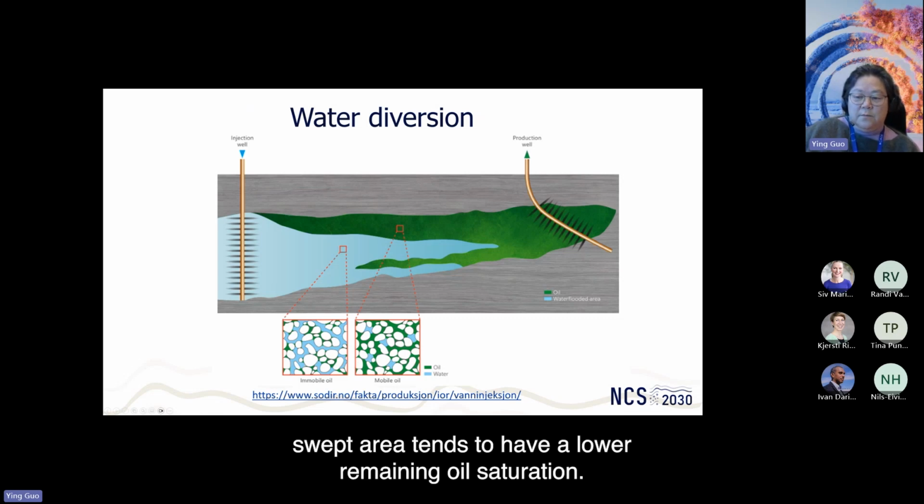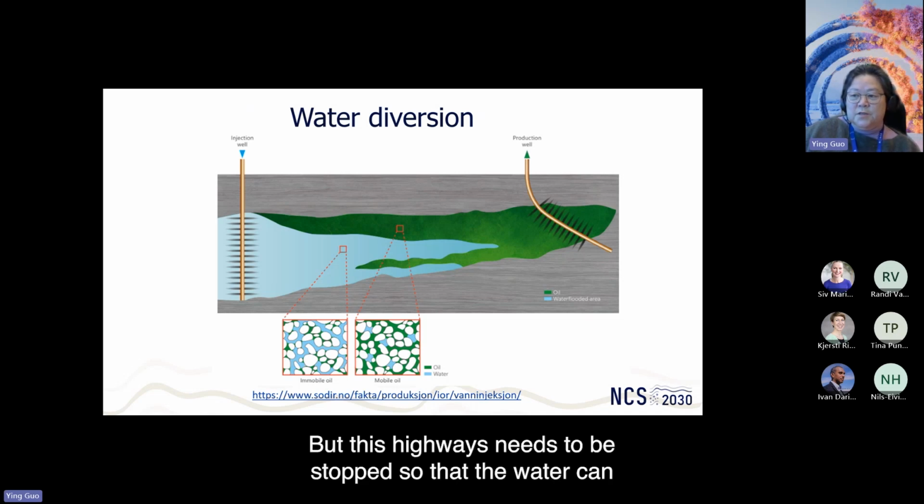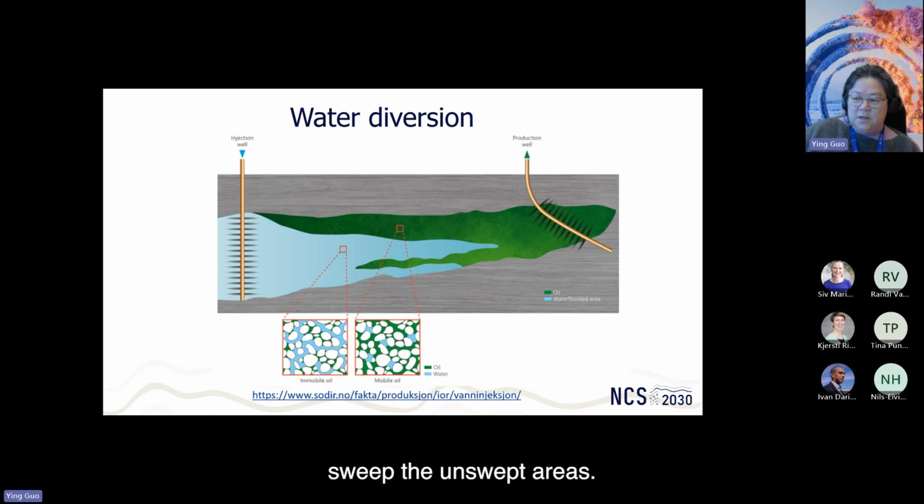Here you see that water tends to break through from the injector to producer along the highways where the permeability is high, and you see the left behind oil in these squares, that the water swept area tends to have a lower remaining oil saturation, but the unswept areas are actually the target for water injection. But these highways need to be stopped so that the water can sweep the unswept areas.